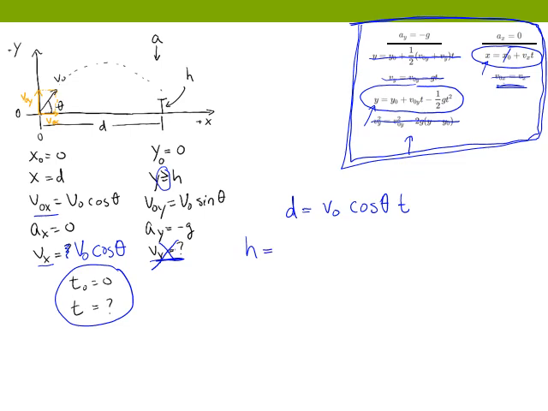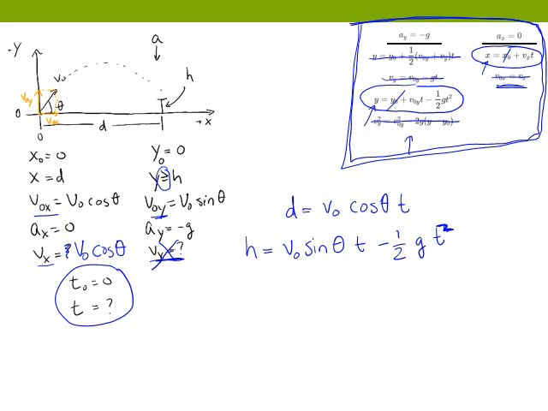My initial position I got to choose was 0. My initial velocity, that's this one. So that's, again, just v naught sine of theta times my time minus 1/2 g times my time squared. Oops, time squared. Make sure you're not making mistakes.